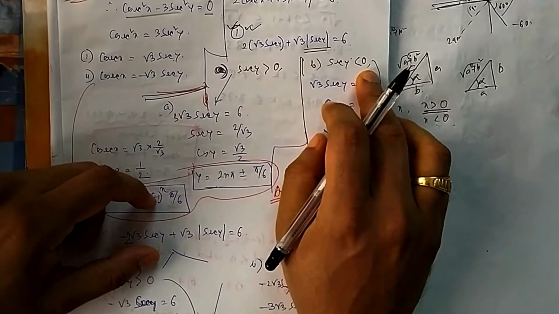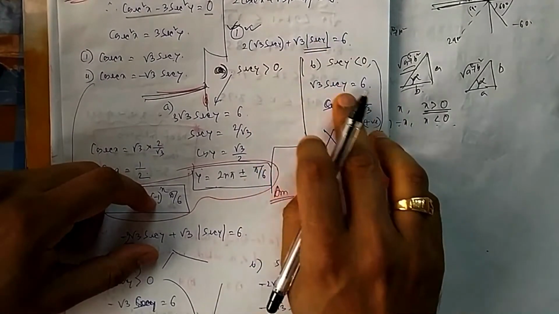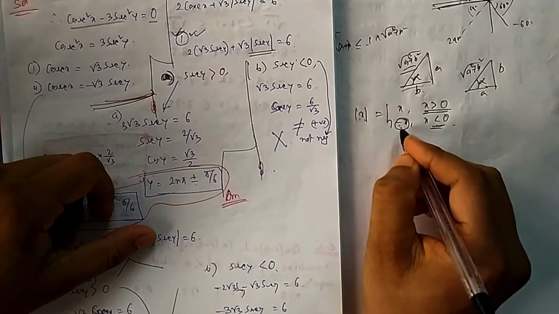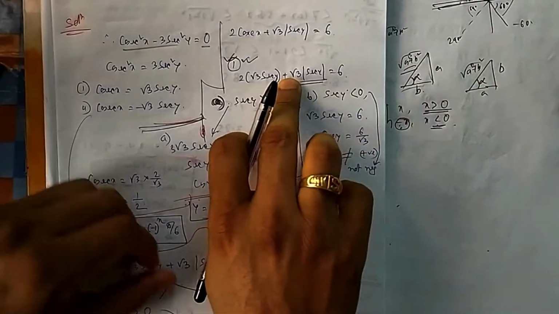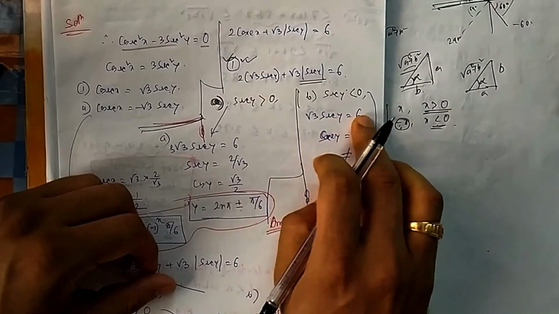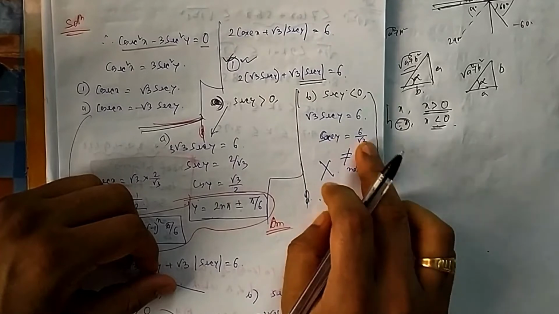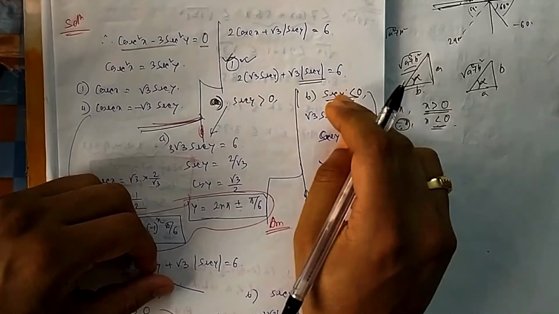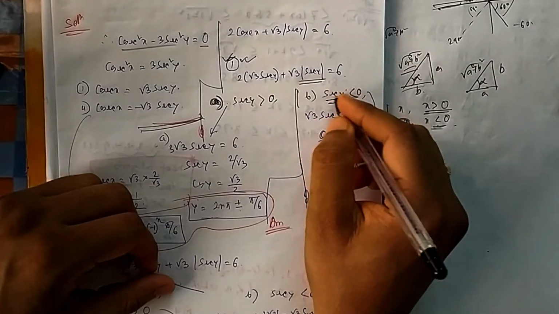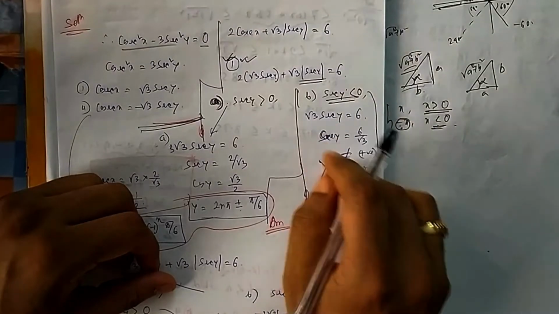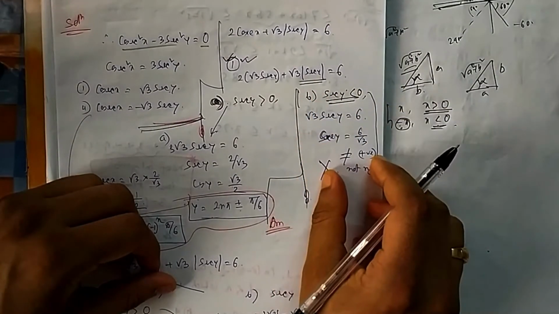Now if sec y is less than 0, then if you remove the mod, you will put a minus sign here, because if it is less than 0, if I remove the mod, I put a minus sign. So 2 root 3 minus root 3, it will be root 3. So root 3 sec y is equal to 6, sec y is equal to 6 by root 3, which is positive. But I have considered sec y is negative. I have started the journey considering this is negative. So somewhere I found it is positive. So obviously the journey was wrong. So this is a wrong attempt. So I will not get any conclusion from this one.